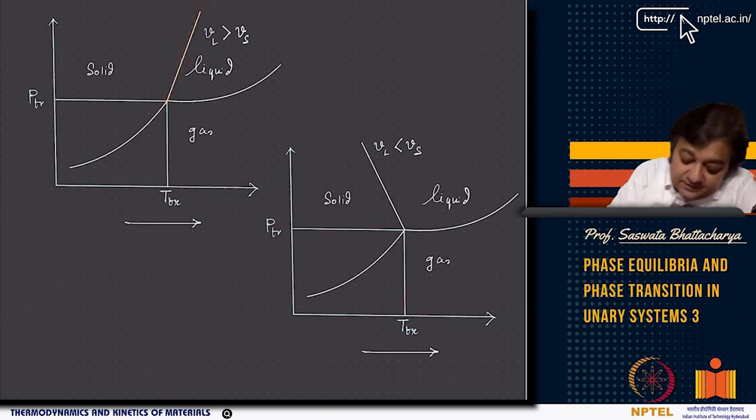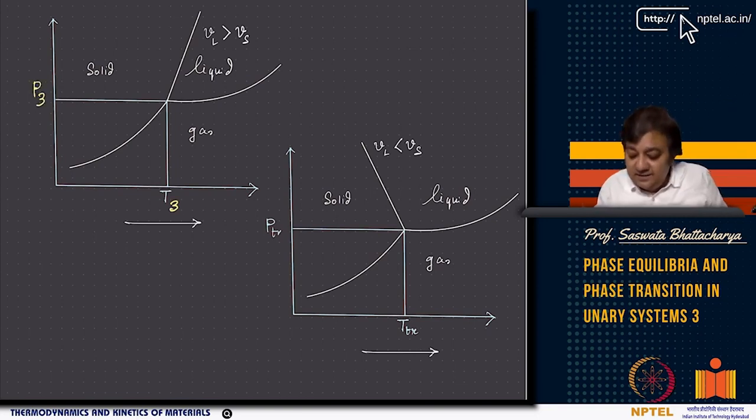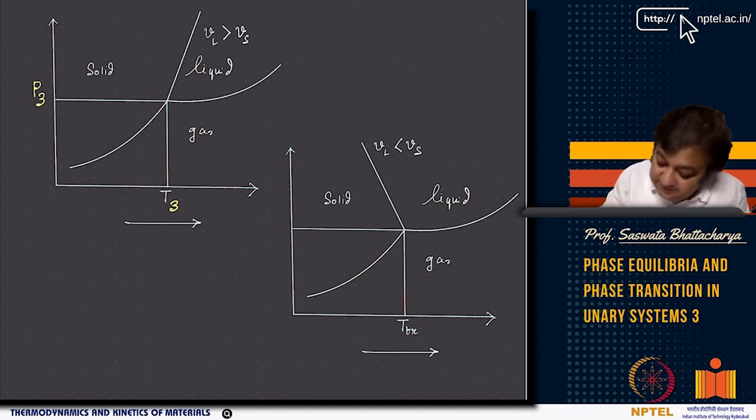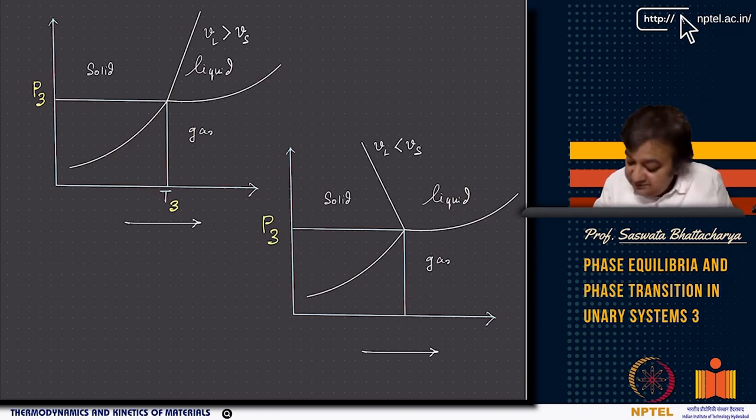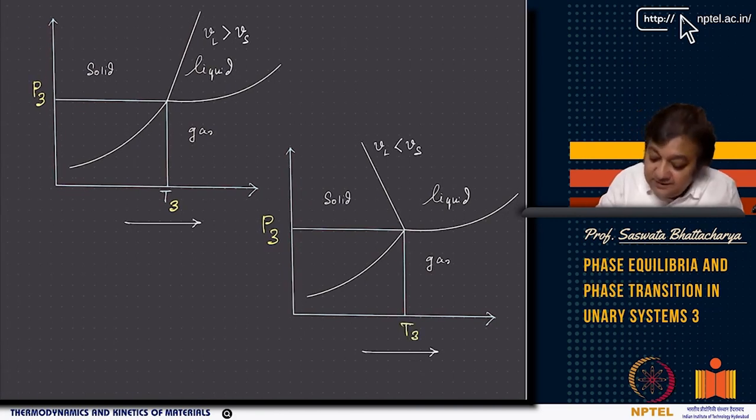Again, this is the triple point, so I can call it P3 and T3. Right, so P3, and again here, this point is called P3 and let us call this T3, so that you don't get confused with the transition temperature. So P3 and T3 represent this point, and this point is the coexistence point.